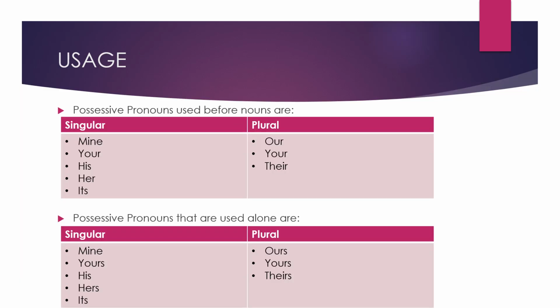So, usage of possessive pronouns. For singular, we may have my, your, his, her, its. And for plural, we may have our, your, and their. Now the catch here is that those possessive pronouns that can be used before a noun are these. And the cases wherein the possessive pronouns are used alone are, again, the words that are listed: mine, yours, his, hers, its, etc.